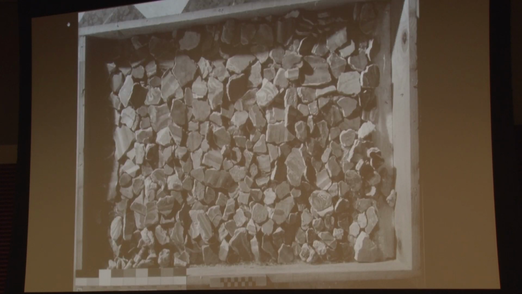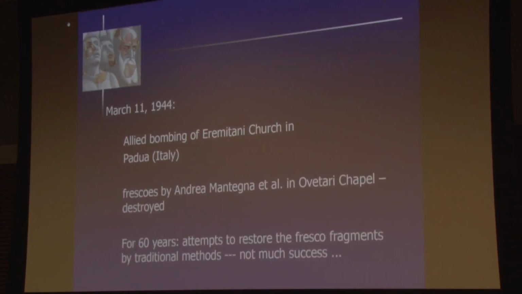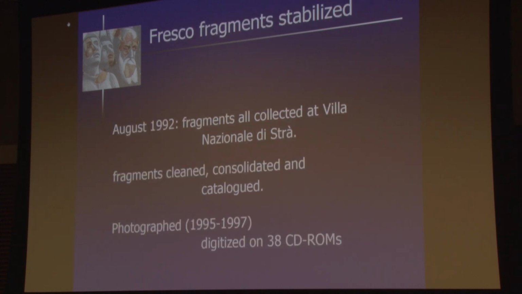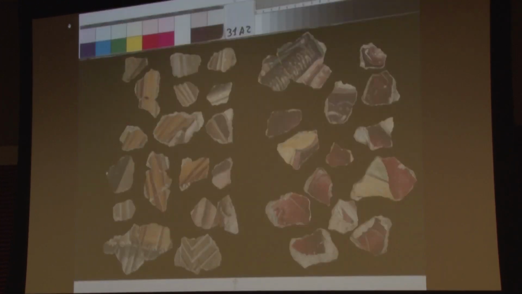But all the rest was reduced to rubble of this nature, and many boxes of it. They had been stored in Rome, and every so often people opened the boxes and said, can we do something, let's try it, and then closed them up again, because it seemed an impossible job. But at the beginning of the 90s, people thought, well, with computation becoming more and more powerful, maybe something could be done. And so a big campaign was done where all these fragments were cleaned, catalogued, photographed, and digitized.